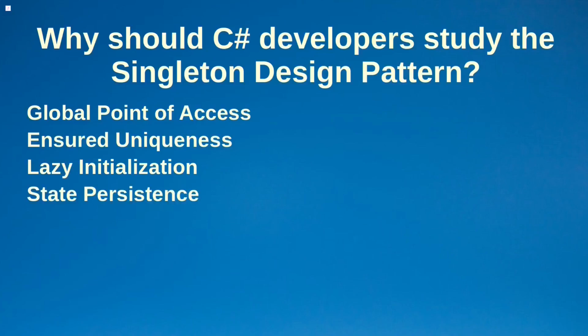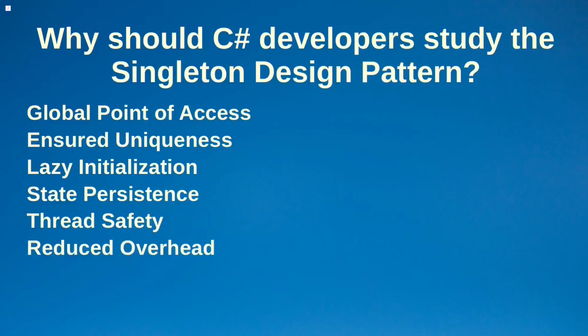State persistence. Since there is only one instance, Singleton can maintain state persistently throughout the application lifecycle. This can be useful for scenarios where you need to store state globally, like caching or configuration settings. Thread safety. Ensuring that a class is instantiated just once in a multi-thread environment can be challenging. Properly implemented, the Singleton pattern in C# provides mechanisms to ensure thread safety, ensuring even in concurrent scenarios, only one instance exists.